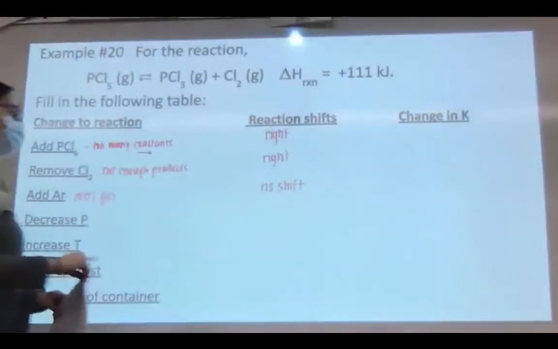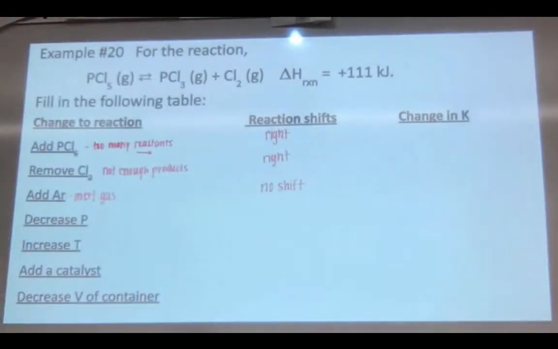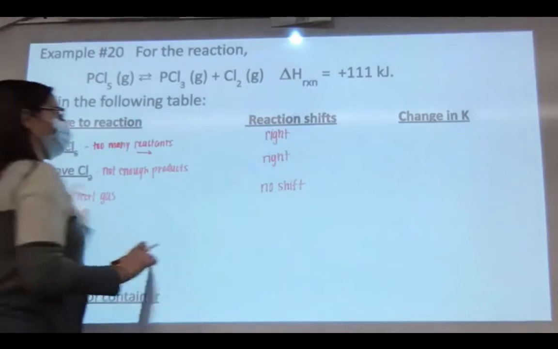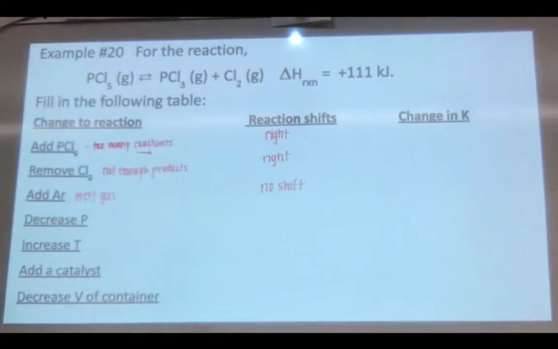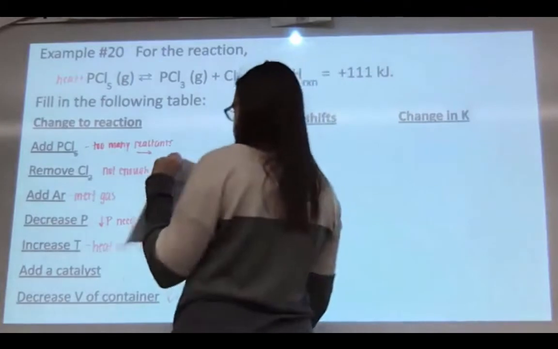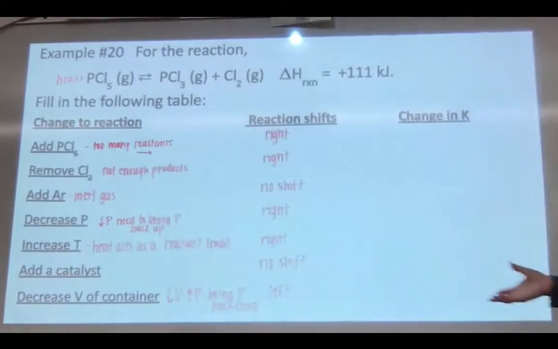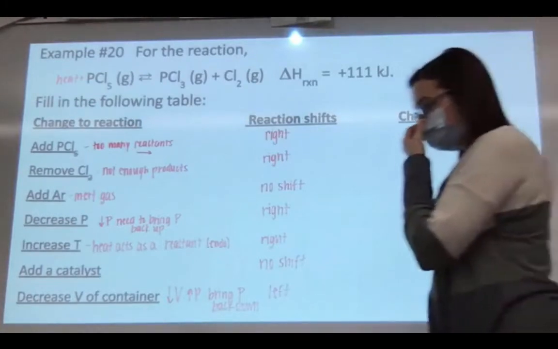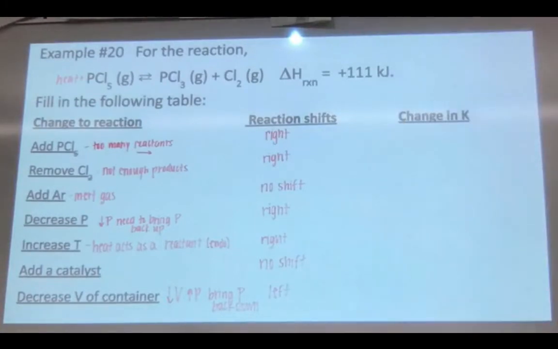All right, so I'm going through up here as you guys are filling it in. If you want to check, you can, but I'm going to keep going. I'm writing some information over to the side as well. So I have the reaction shifts column. You should have no shift for argon, because argon is an inert gas. A noble gas doesn't react. It's also not part of the Q expression. So you're going to have no shift for adding argon.